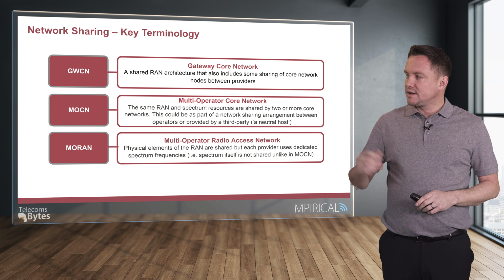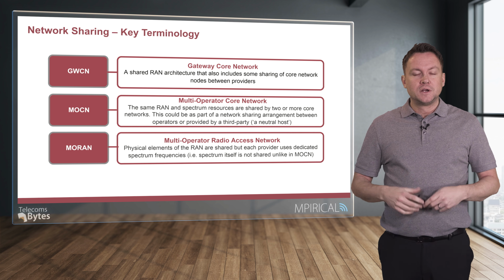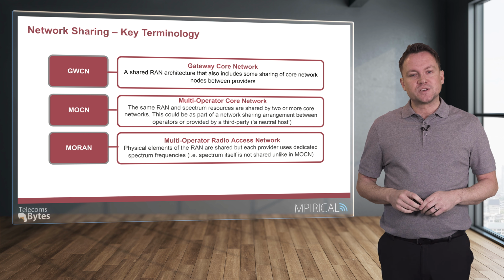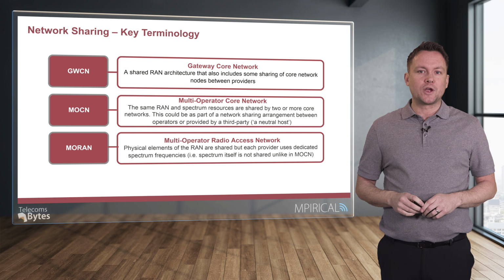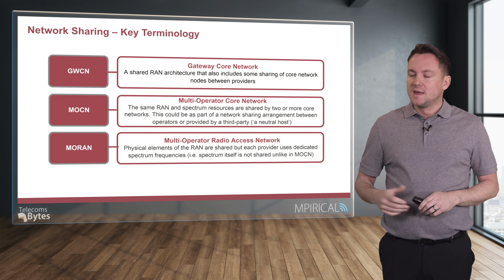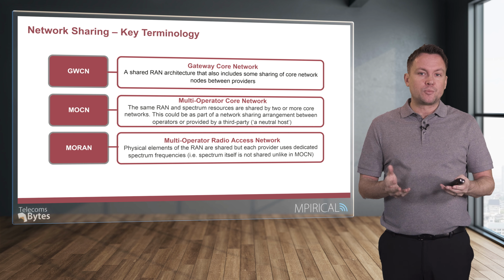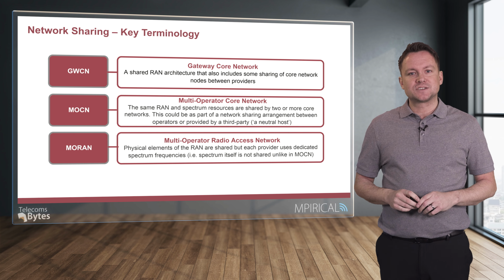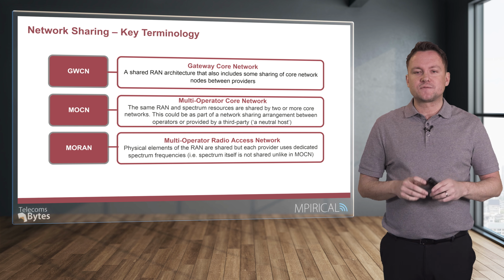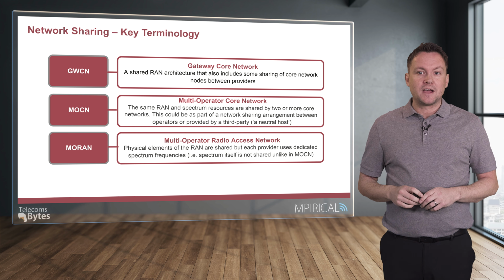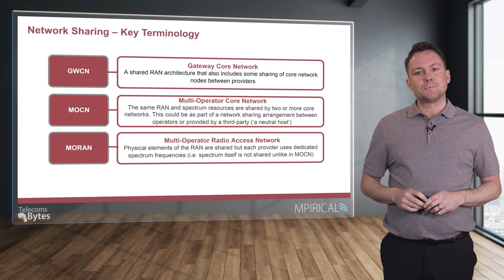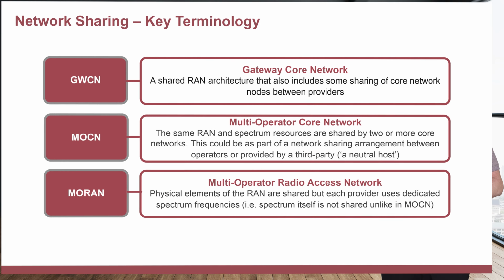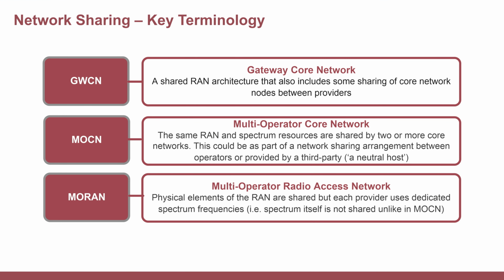So MOCN is an approach that allows for radio access network hardware to be shared, but also allows the pooling of spectrum resources. And we have MORAN, which is a similar approach, but doesn't see spectrum shared. And there may be reasons for this related to different regulations in different countries that may have regulation around competition and antitrust that will prevent service providers from pooling their spectrum. So the approach used will vary country by country.